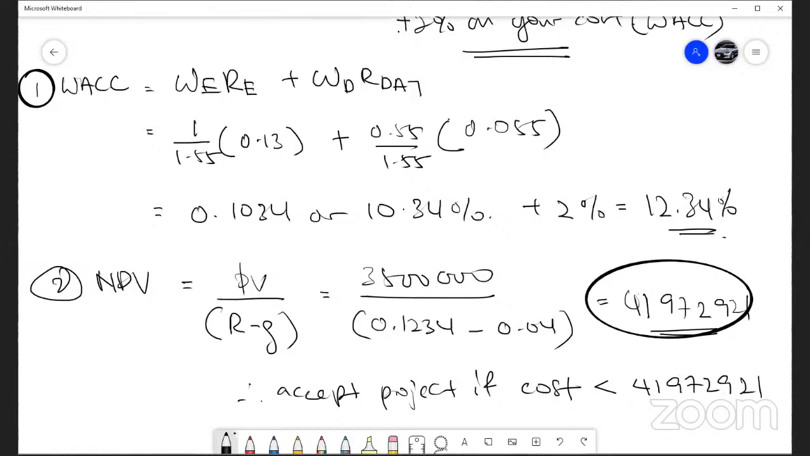So basically we calculated an exact figure here, which is 41,972,971. So if the cost is less than this, then you can accept the project. This is telling you this project is going to give you a 41,972,921 return. So for the logic behind it, for you to accept this project, as long as the project costs less than this, you will do it. Make sense or not?